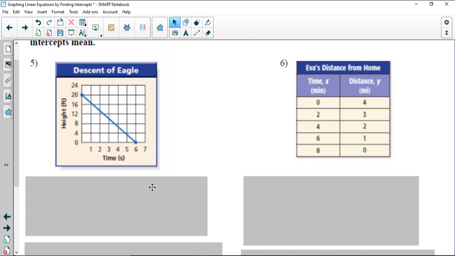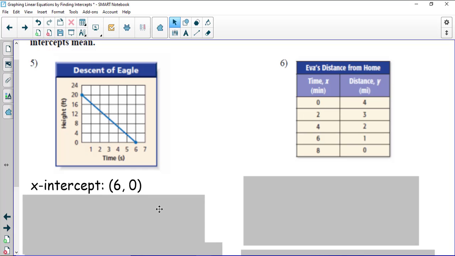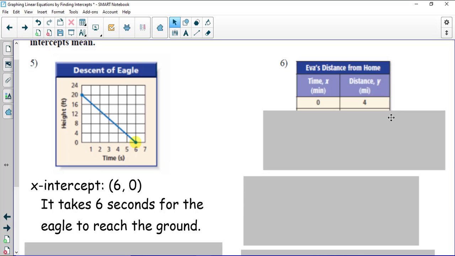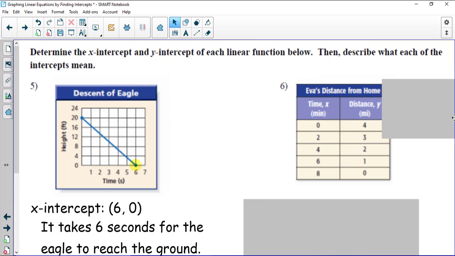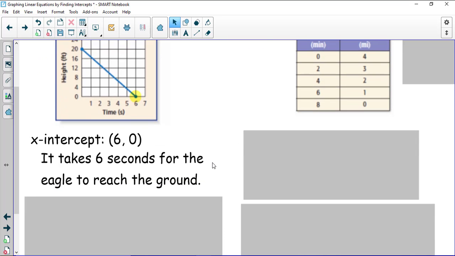So when we look at our x-intercept here first, that's going to be at (6, 0). That's going to be this point that I'm going to highlight right here. I'll highlight that in yellow. So that means in 6 seconds, we have a height of 0. So we have to put this into words. Your wording may not be exactly the same as mine, but what I put here was that it takes 6 seconds for the eagle to reach the ground. So we know it's taking 6 seconds to reach a height of 0, so that means it's reaching the ground.